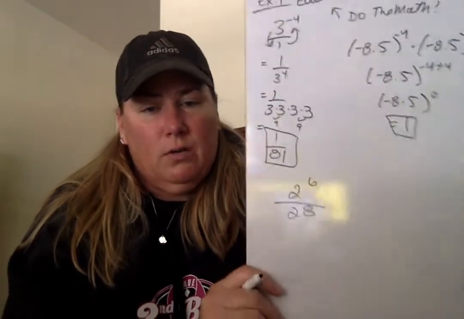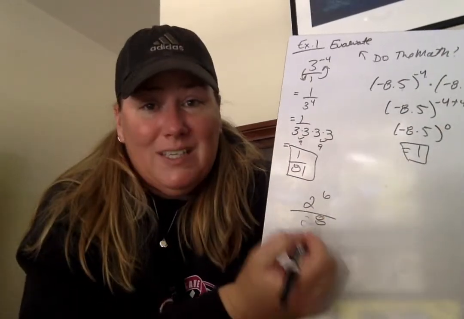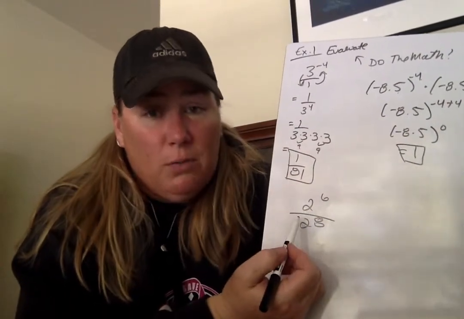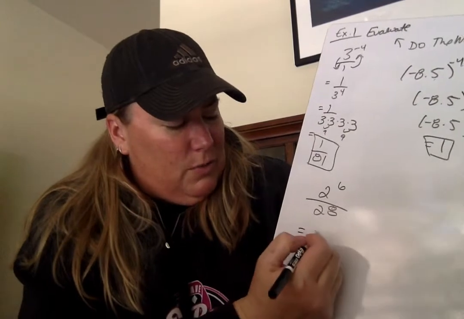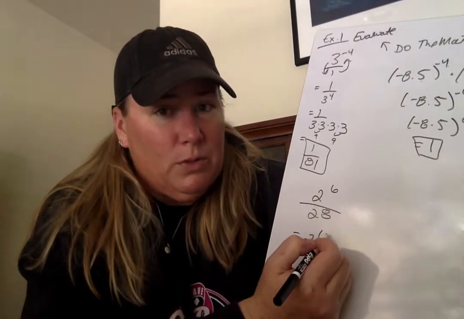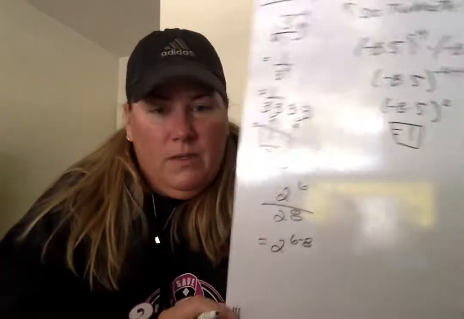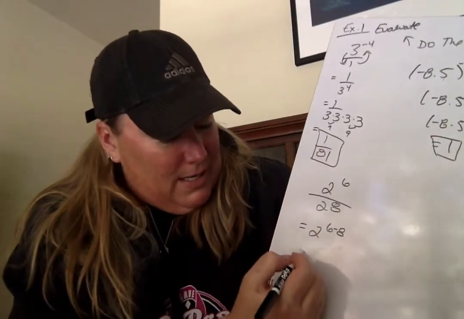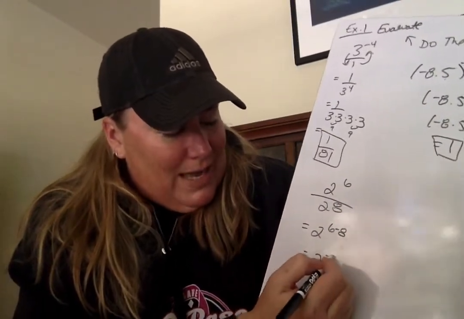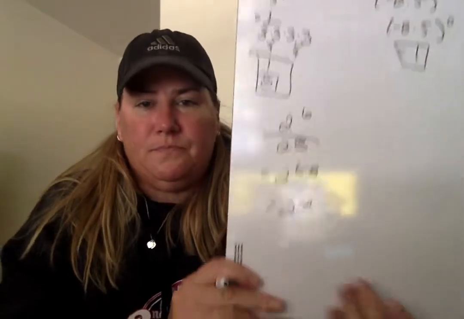All right. So, is the base the same? Yes, it is. So now, since it's a division problem, we're using the property from yesterday. So we have 2 to the 6. What do we do with our exponents? Subtract. So we have 2 to the 6 minus 8. So we have 2 to the negative second power.